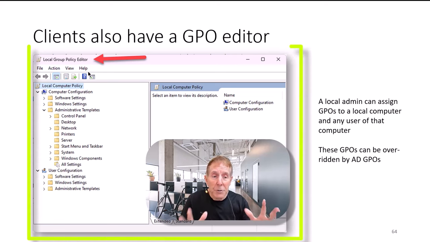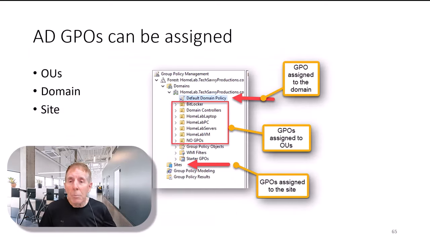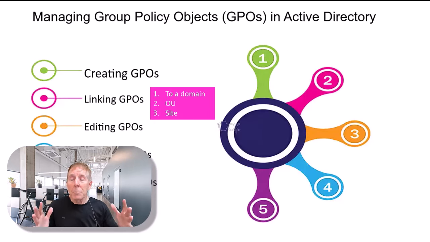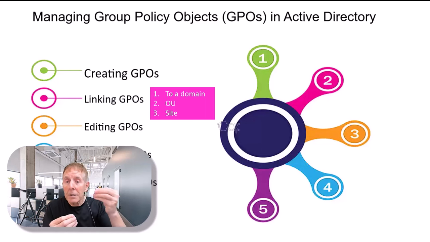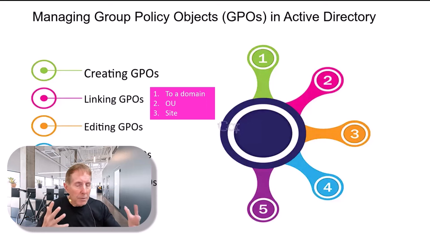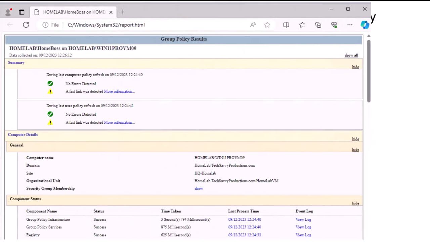Every client has a local group policy editor. We rarely use it, but you can. For most administration of group policies, we're going to assign them to domains, to sites, and to OUs. OUs are the most important assignment of group policies. So in the world of group policies, we create group policies, then we link them to either a domain, an OU, or a site. We can go back and edit them at any time. We can apply them, which is basically the same thing as linking them, and then manage them, maintain good documentation and good backups of our group policies.